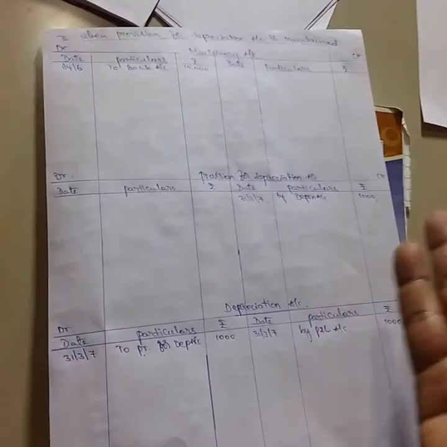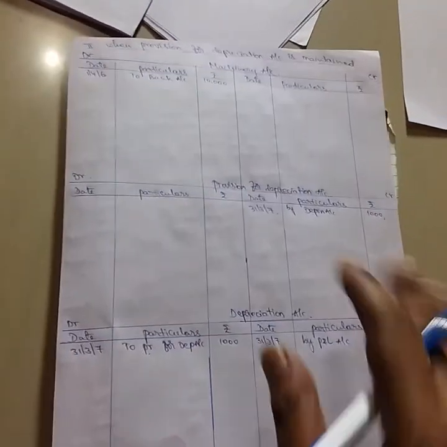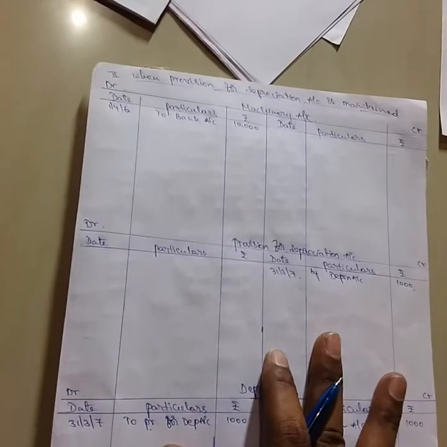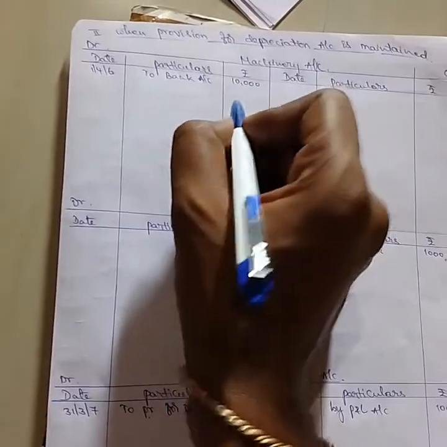In the first year there is no sale of asset, so the transfer of provision for depreciation account to asset account will not come, and there is no question of profit or loss from sale of asset in the first year. So in this first year, close the balances, close the ledgers.